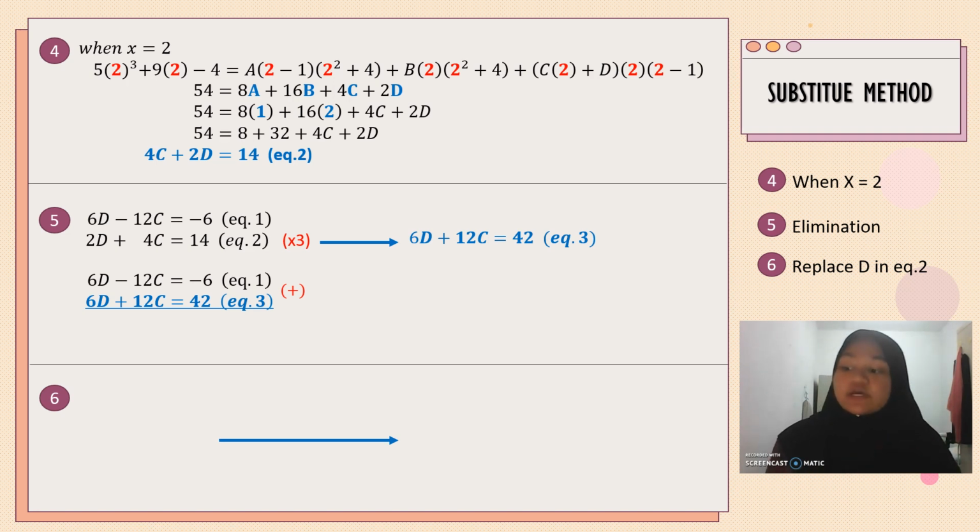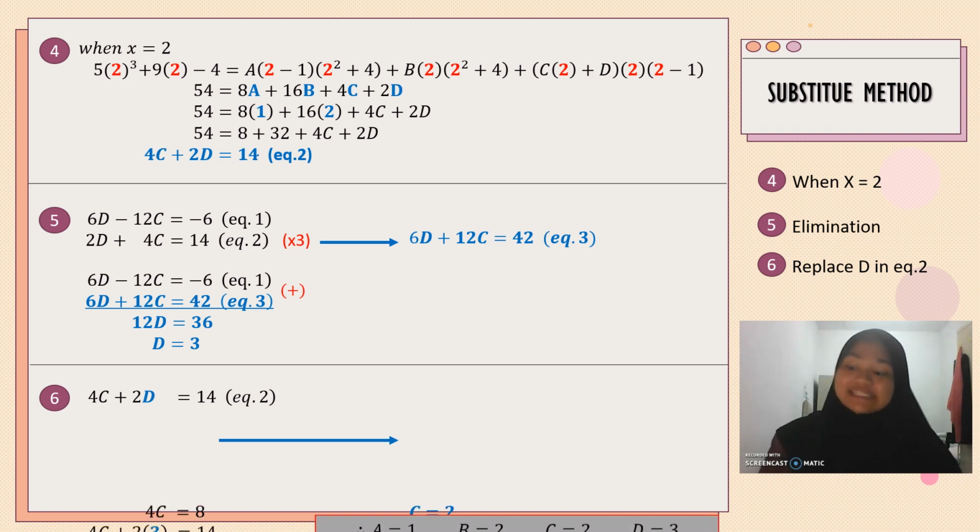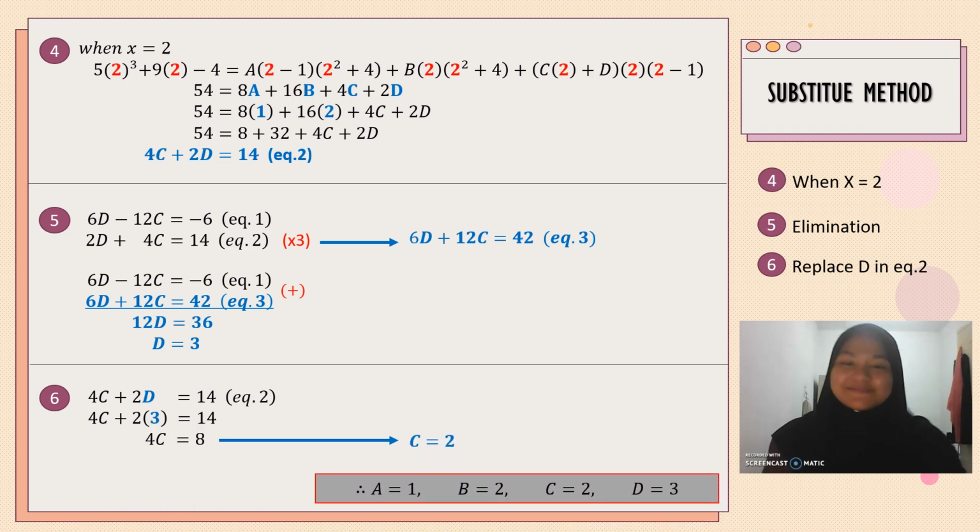Okay, next, equation number 1 plus equation number 3. So the negative 12c plus 12c, you can eliminate it, so you can get the value of d. Okay, so the value of d here is 3. Alright, when you got the value of d, you just replace the value of d, which is 3, in the equation number 2, then you will get the value of c is equal to 2. That's all.